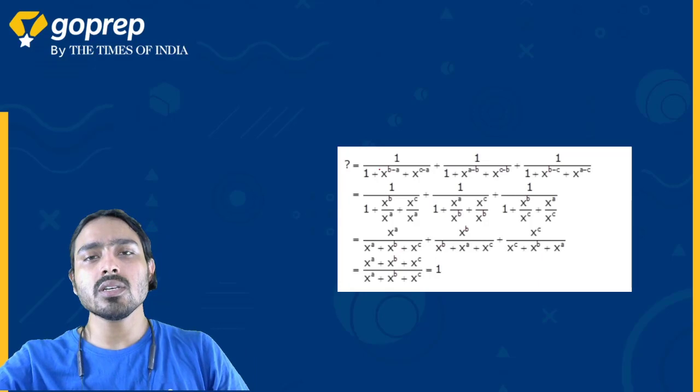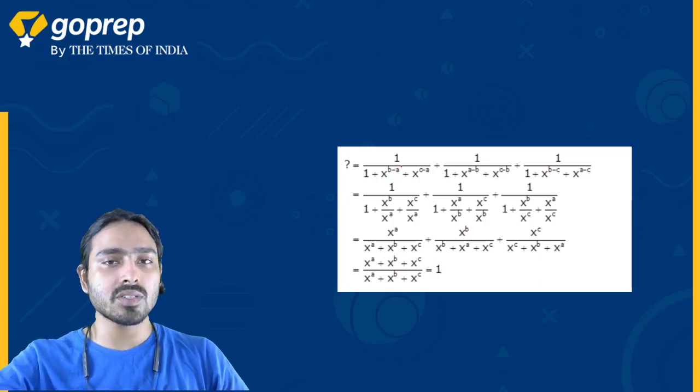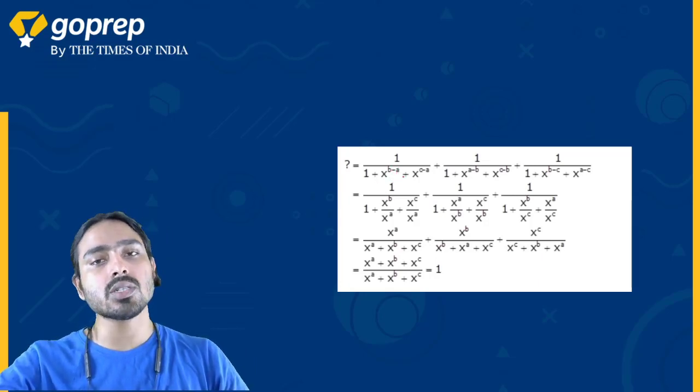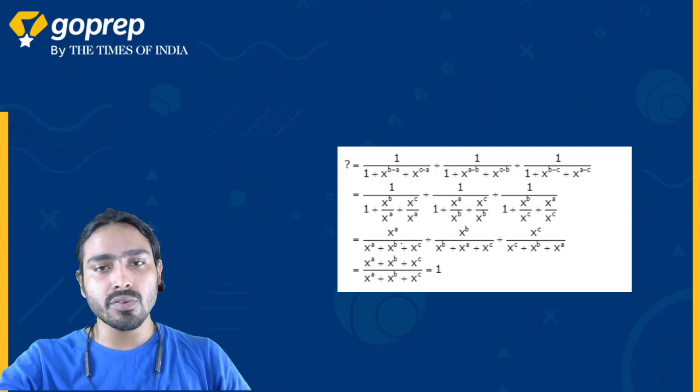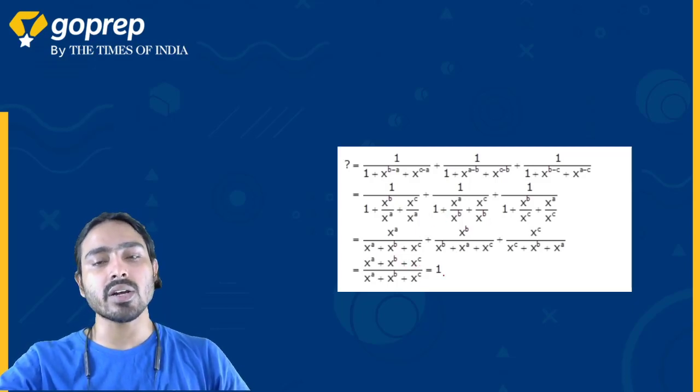Let's see how. In this question, what I have done is very simple. I have just converted the negative powers to the denominator, and then if you write it again, you'll get x to the power a, x to the power b, x to the power c, and when you divide it, you'll get 1.